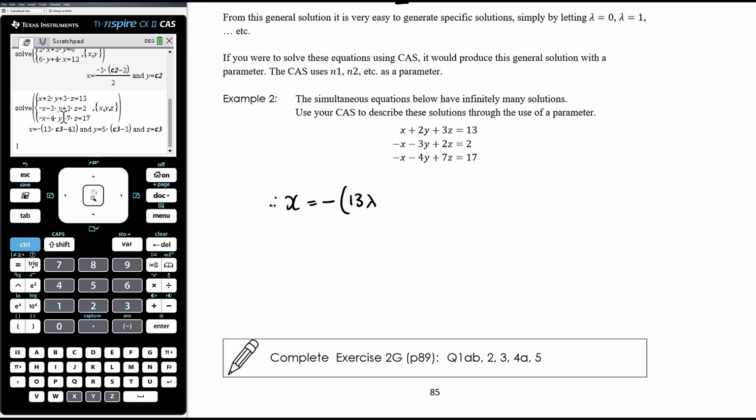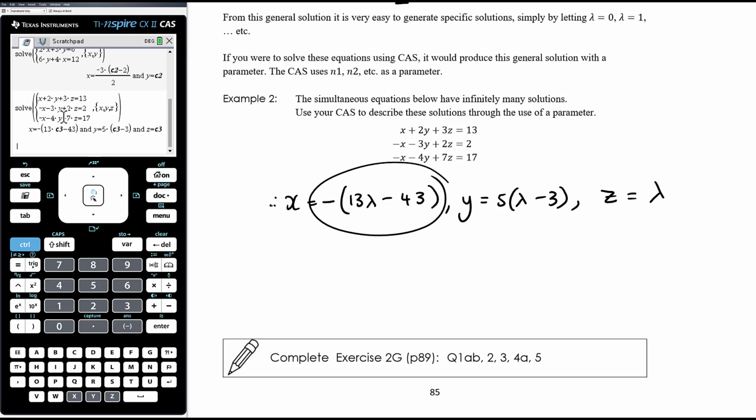So we've got 13 times our parameter, I'm going to call it lambda, minus 43. Our y value is 5 times lambda minus 3, and our z value is lambda. So again, this is horrible. Your CAS loves to factor out negatives unnecessarily. I would write that as negative 13 lambda plus 43, so I'd write that as 43 minus 13 lambda. Similarly, this one I would expand out to 5 lambda minus 15, and this one is just lambda.